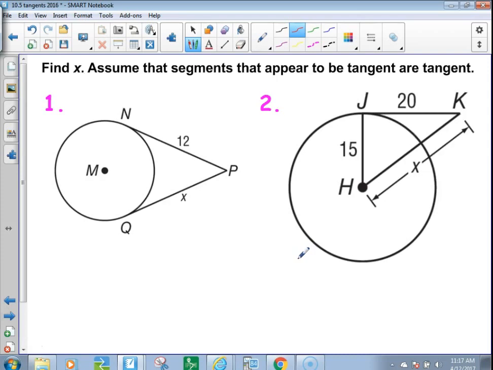Assume that segments that appear to be tangent are tangent. So if these are 12, look how easy number 1 is. What's x? Yeah, quickly, right, 12 units.